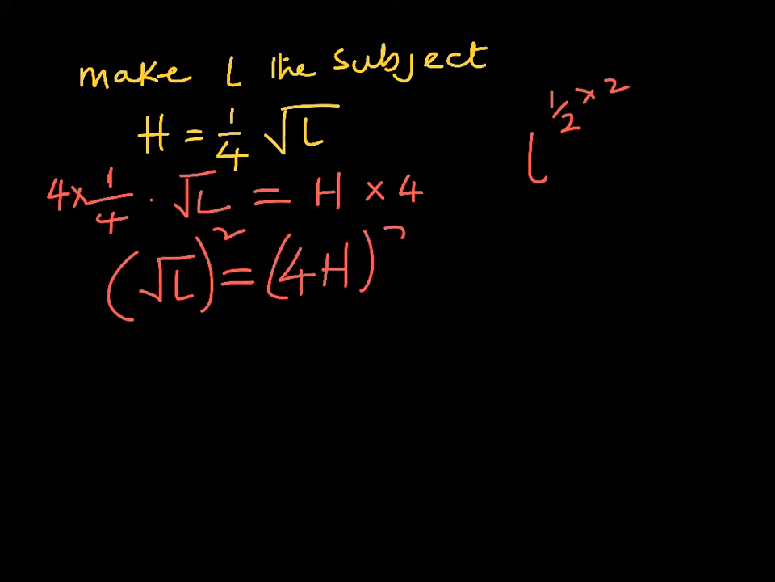Square both sides. If we square root of L, we have L. And if you square 4h, that's going to give you 4 squared, which is 16, and h squared. So we now know that L is 16h squared.